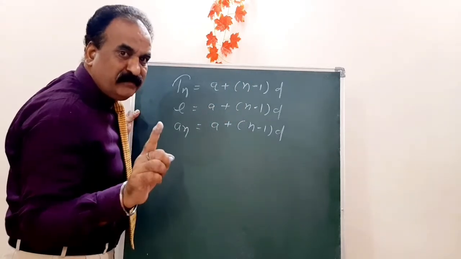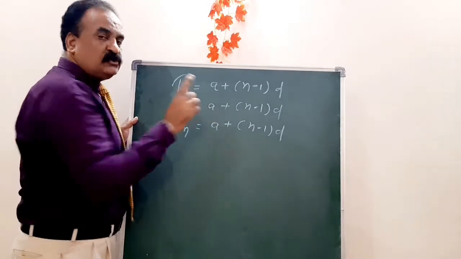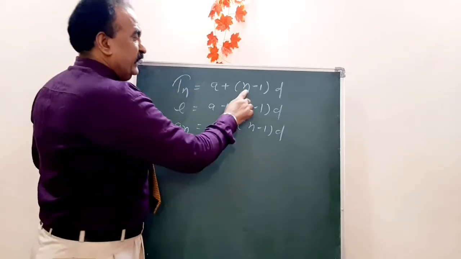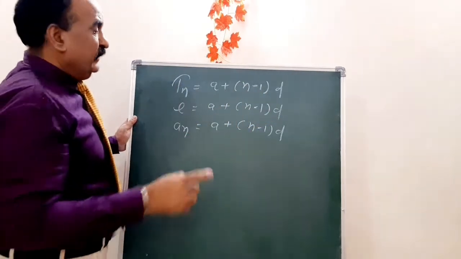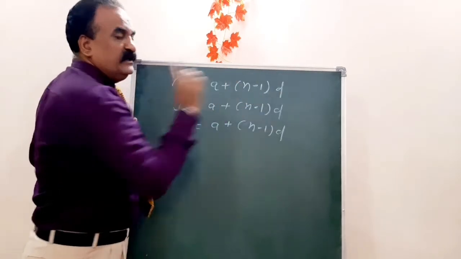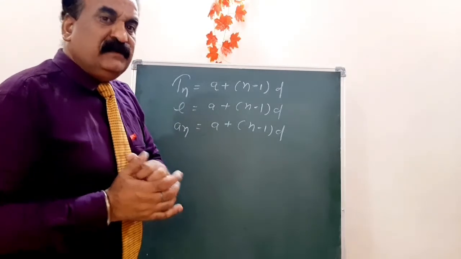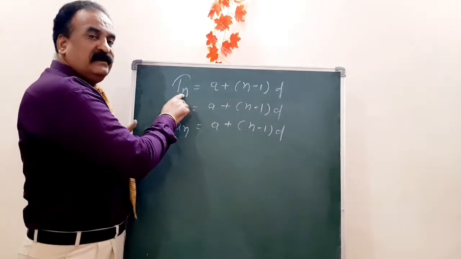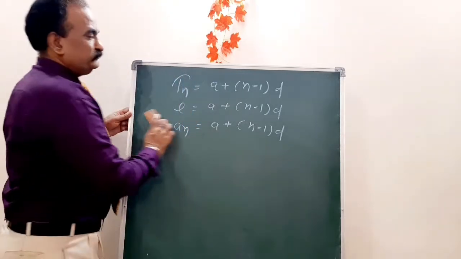Is this clear to everyone? Tn is the last term, A is the first term, n is the number of terms, and D is the common difference. Hence the formula is Tn is equal to A plus n minus 1 into D. This is your formula. Now try to understand the meaning of Tn, the last term, and n, the number of terms.